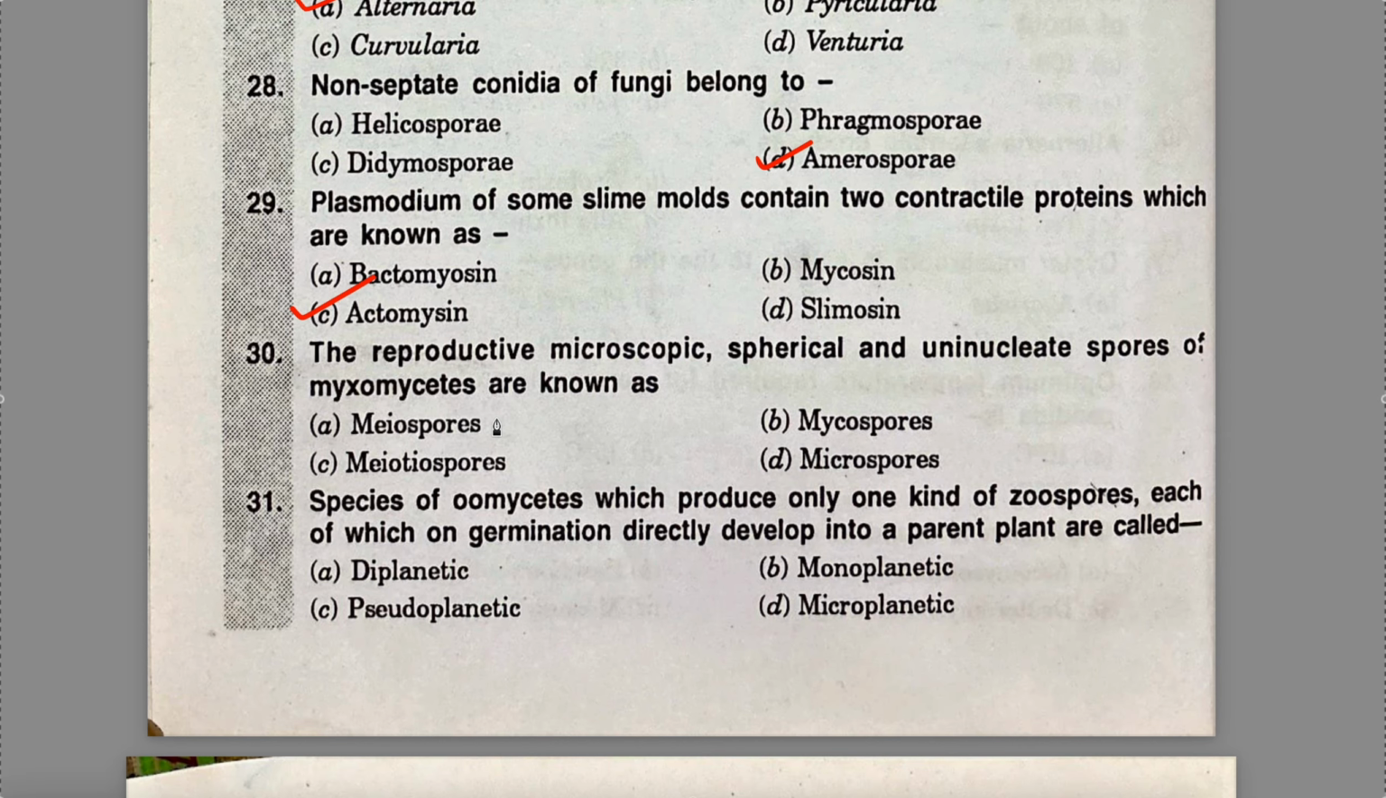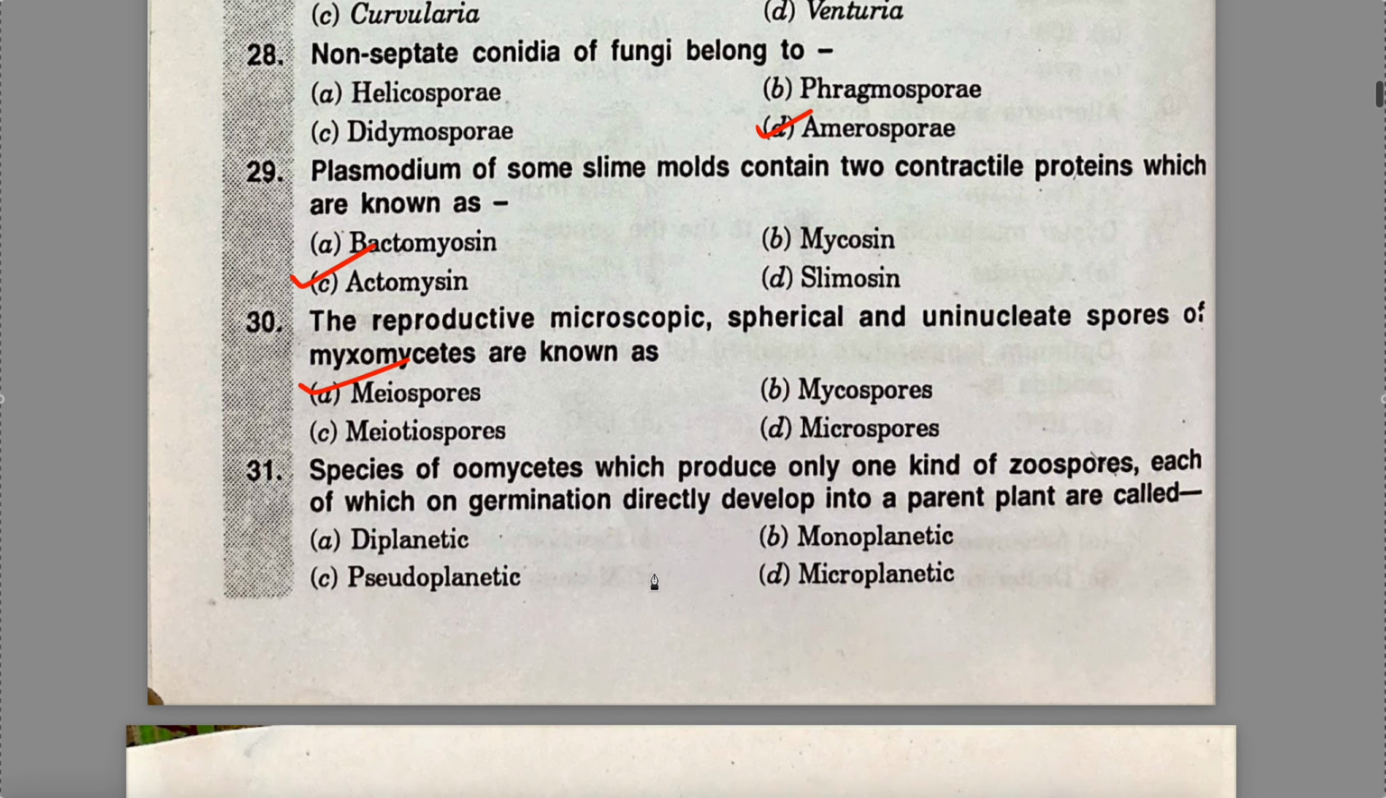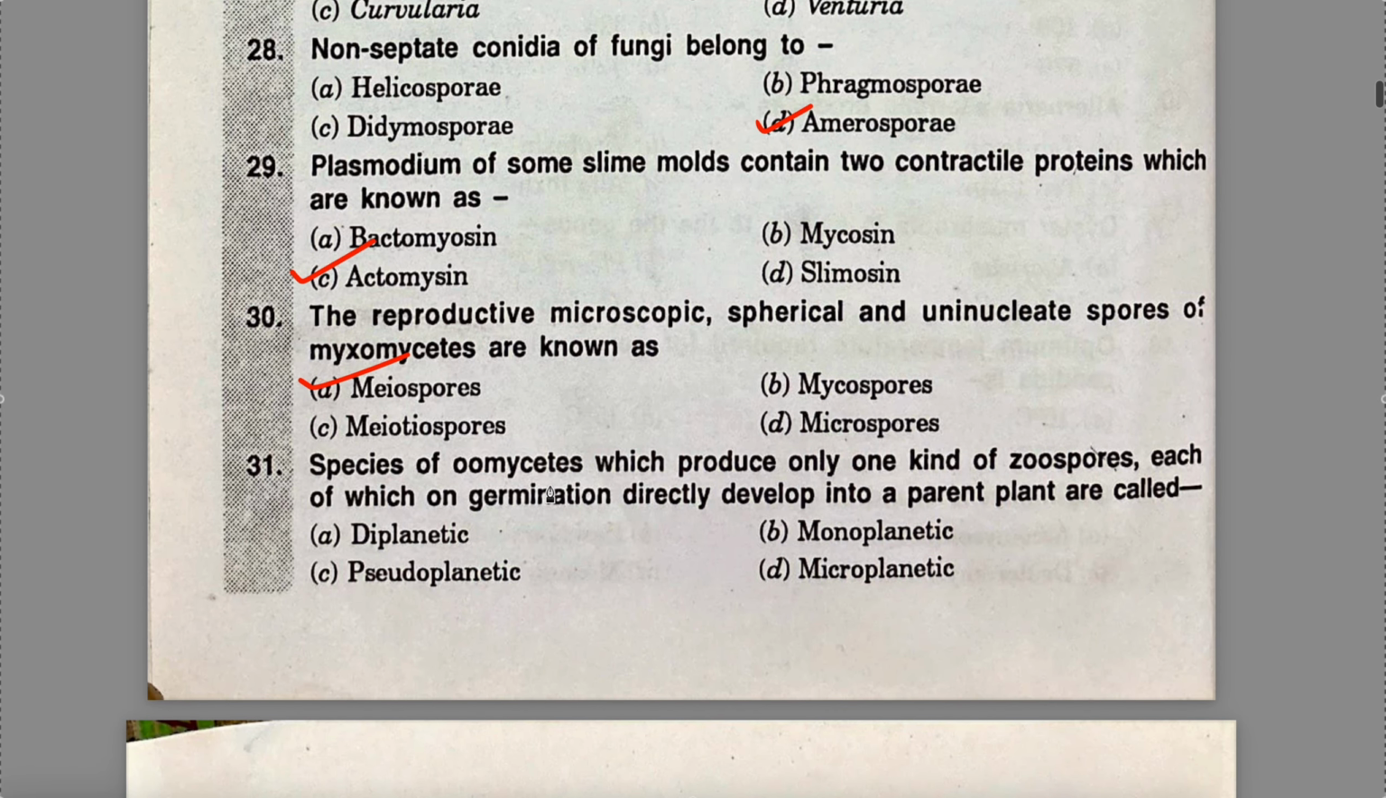Answer is A, Meiospore. 31. Species of oomycetes which produce only one kind of zoospores, each of which on germination directly develops into a parent plant, are called diplanetic, monoplanetic, pseudoplanetic or microplanetic? Answer is monoplanetic.